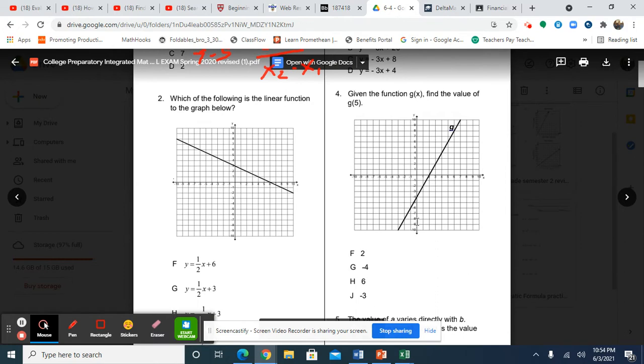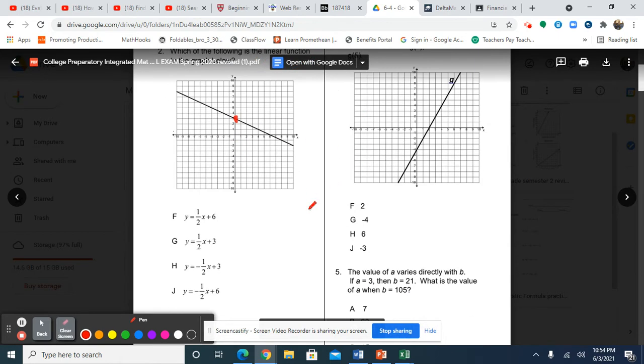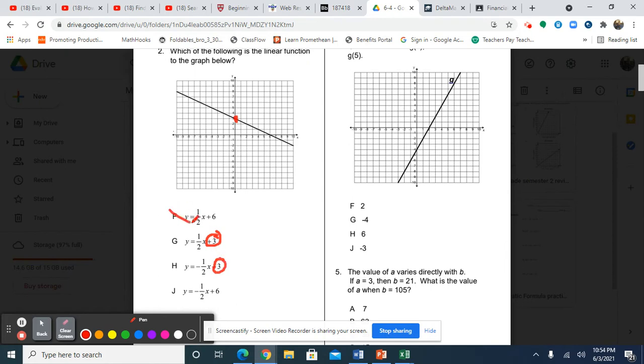Now, when we're graphing the line, the first thing that we want to do is focus on the y-intercept, which is 3. That's the second number right here. So we can already eliminate F and J.